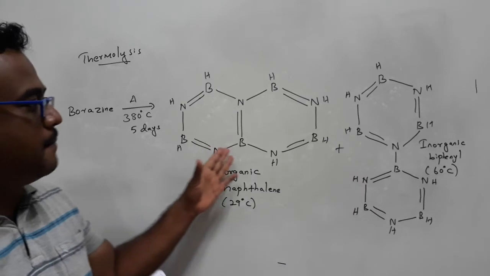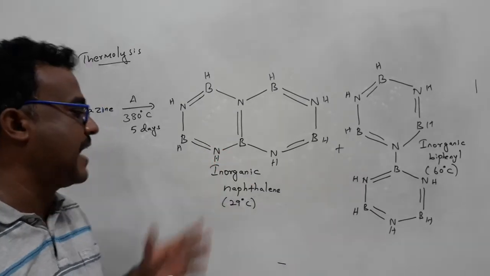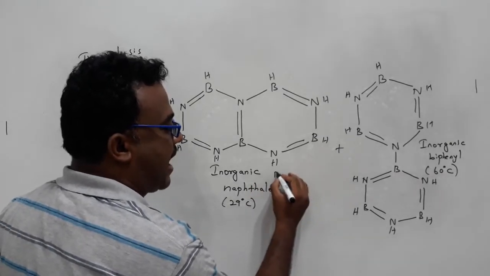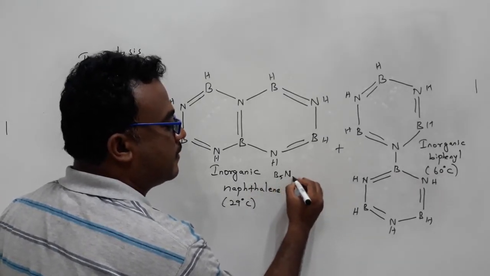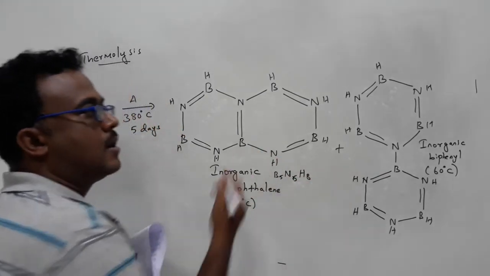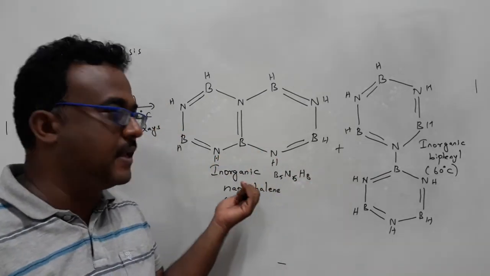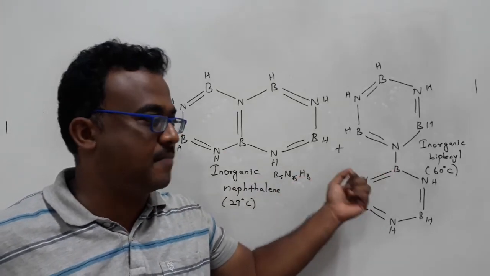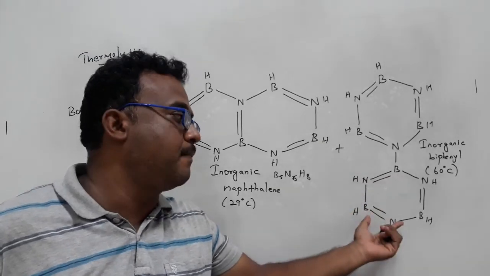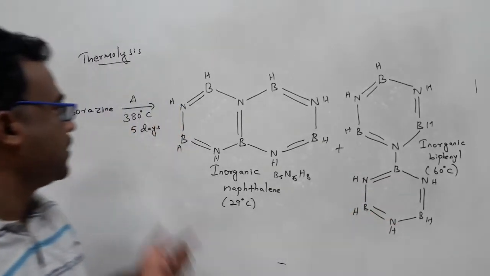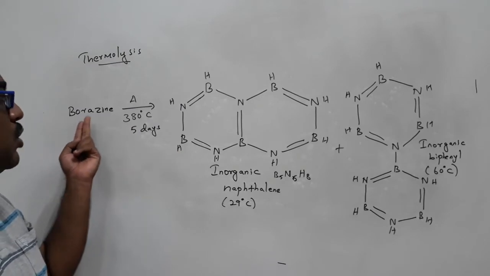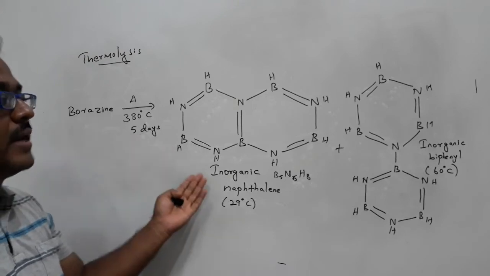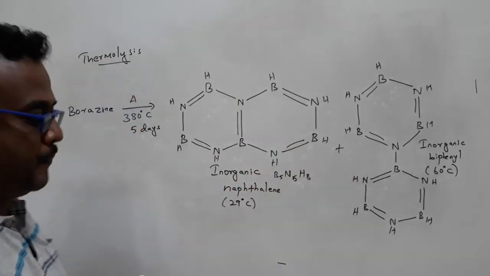Okay. So this compound looks like naphthalene. Naphthalene has the molecular formula C10H8. So here it has B5N5H8. The molecule looks like naphthalene, so it will be called inorganic naphthalene, and if, for example, nitrogen and boron were substituted by carbon, you would get biphenyl. So this compound will be called inorganic biphenyl. It can be obtained by taking borazine and heating it at 380 degrees Celsius for 5 days to get this mixture of two compounds.